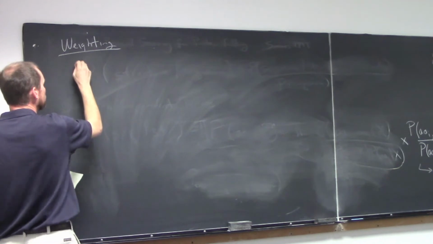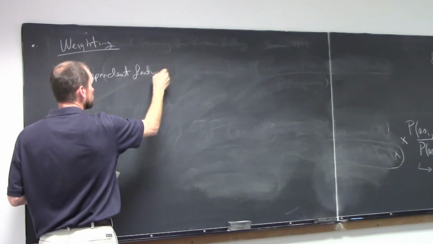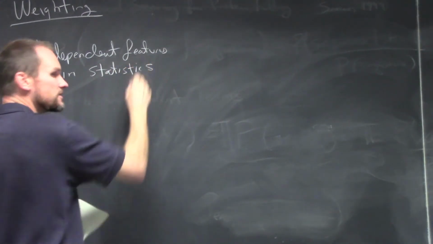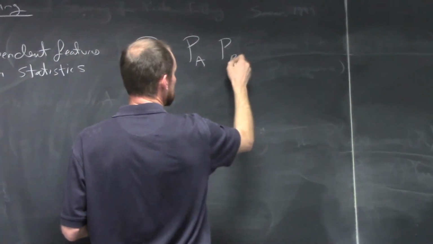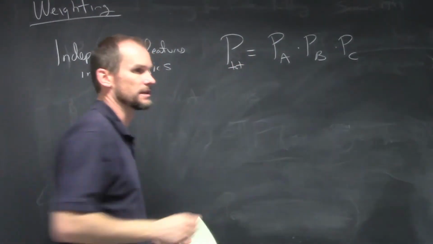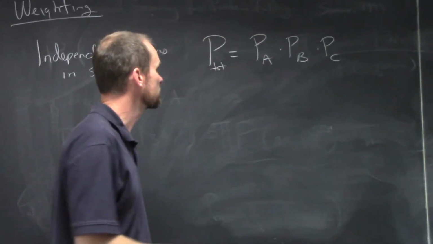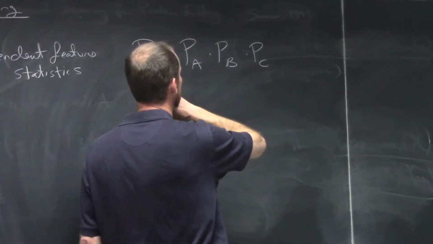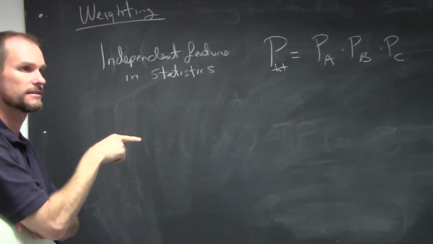Weighting energy terms. So if you have independent features in statistics, independent statistical features, an overall probability will be the probability of event A times the probability of event B times the probability of event C, right? That will give us a total probability. Say a 50% chance of getting heads, 1 in 6 chance of rolling a 3 on a dice, and, I don't know, maybe 1 in 6 for a second 3 on another dice. If those are independent events, then you can just multiply them together.